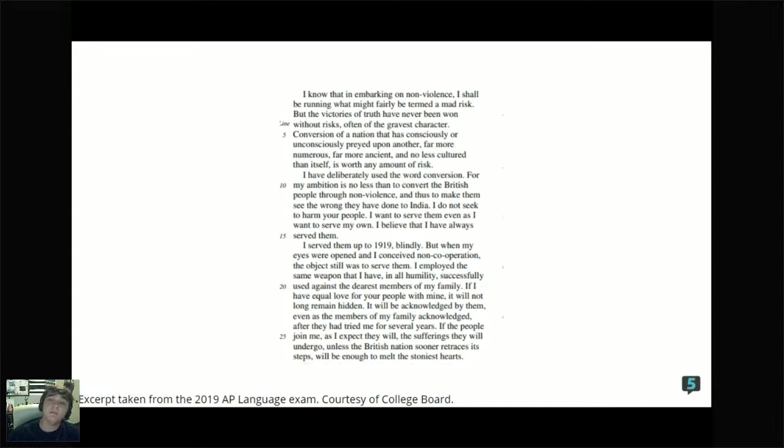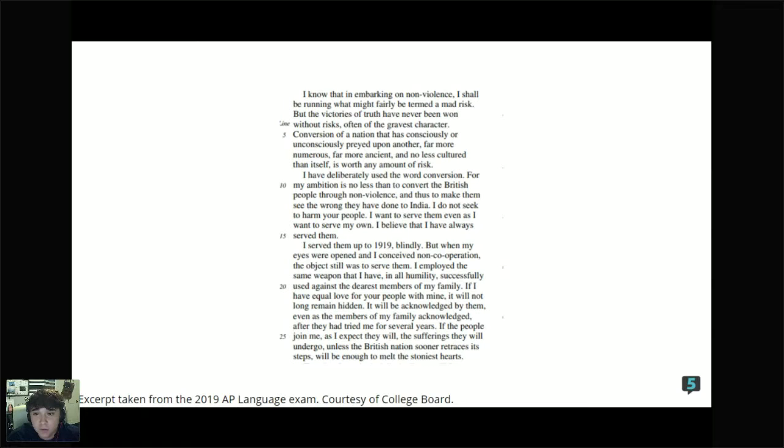So we can start to see here that with Gandhi, the literary devices are not as apparent as they are in some other pieces, but we do see that he is challenging the norms that are put upon him in society. He even says, I know that in embarking on nonviolence, I shall be running what might fairly be termed a mad risk. He knows that what he's doing is risky, so the rest of his essay is going to be in response to that what if.